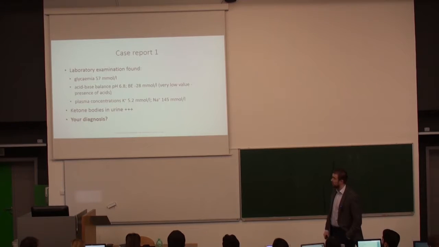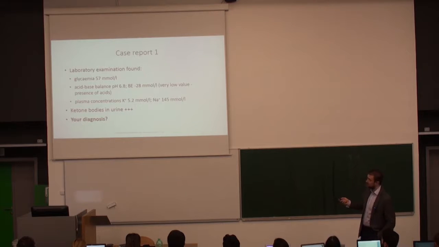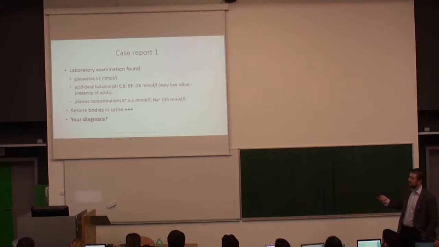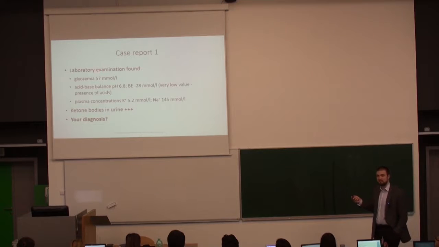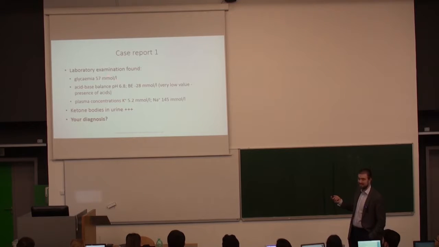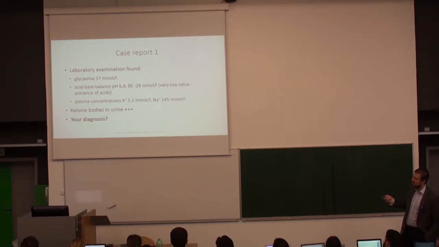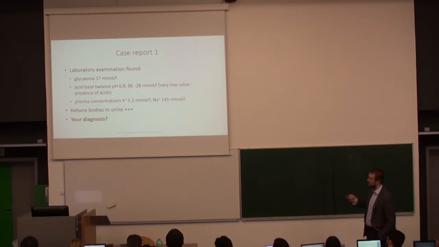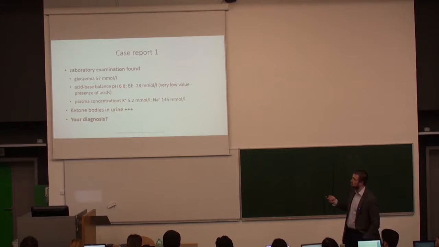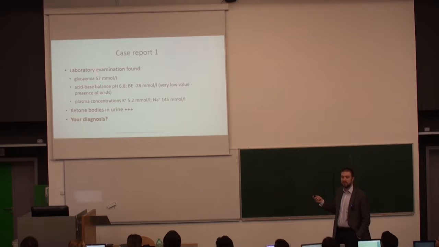If we look to the laboratory examination, here are the results. The glycemia is 57. Is it normal? No, typically in fasting state it should be below 5.6. We do not know whether this is fasting or not, but still it's extremely high. In the acid-base balance parameters, you have pH 6.8, base excess minus 28 millimoles. So what's the normal pH of your arterial blood? 7.4, so this is low. And base excess corresponds with this.